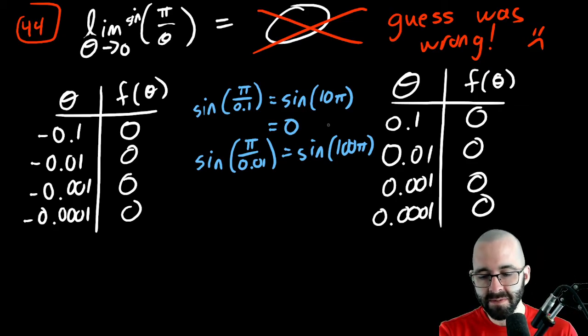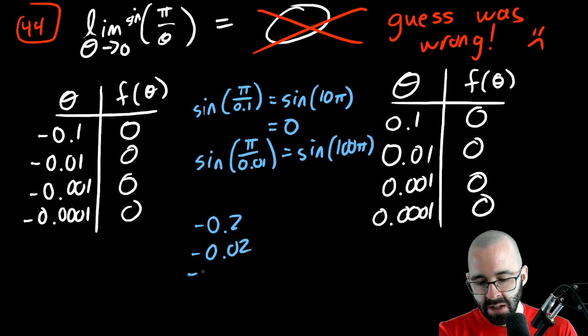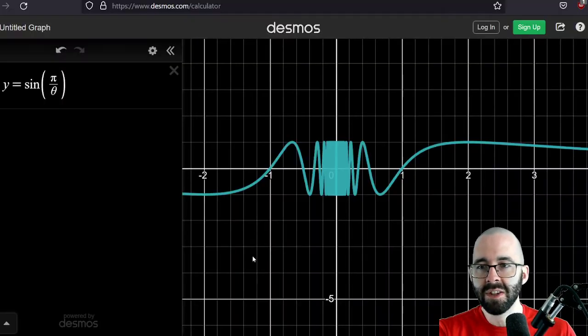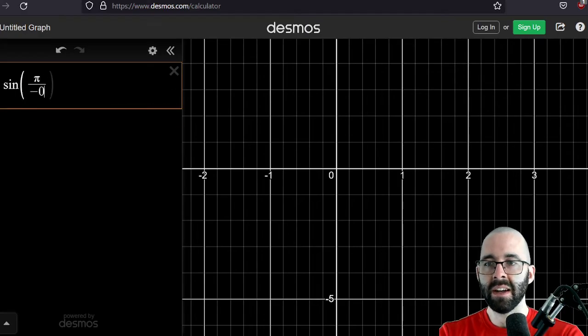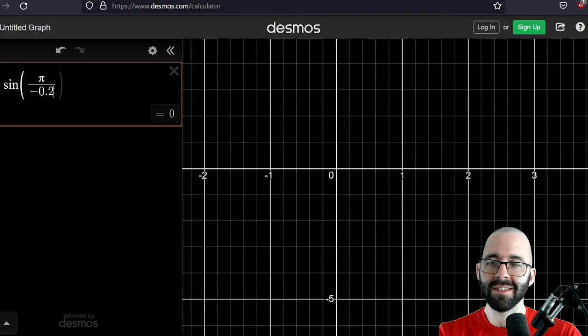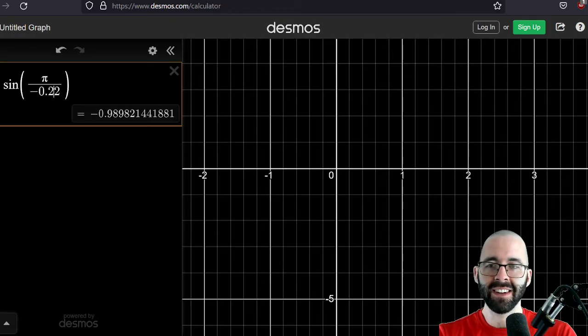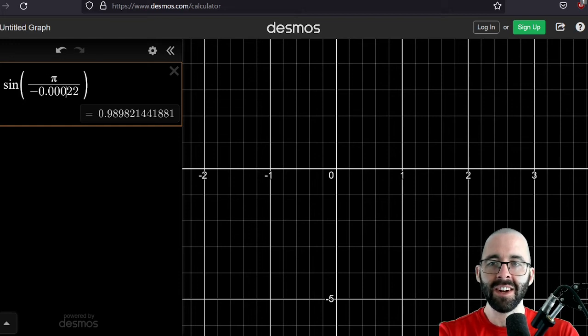And in fact, if you made another table, right? What if we made a table of negative 0.2, negative 0.02, negative 0.002? What would happen to the function values if we use 2's everywhere? Sine of pi divided by negative 0.2. All right, that was a bad choice. It's the same thing happening. Let's say negative 0.22 or something, and then 0.022, and then 0.0022. Now it's oscillating between a number that's close to 1 and close to negative 1. So if we chose this one, we could see that the limit doesn't exist.